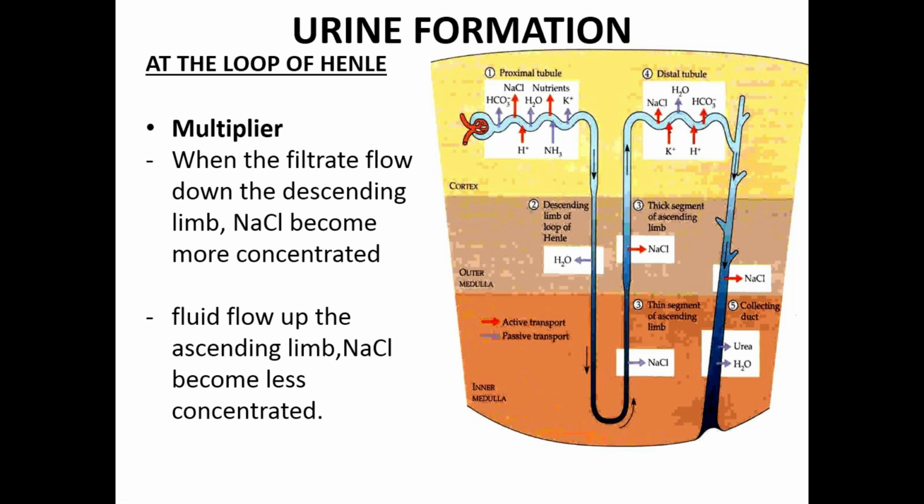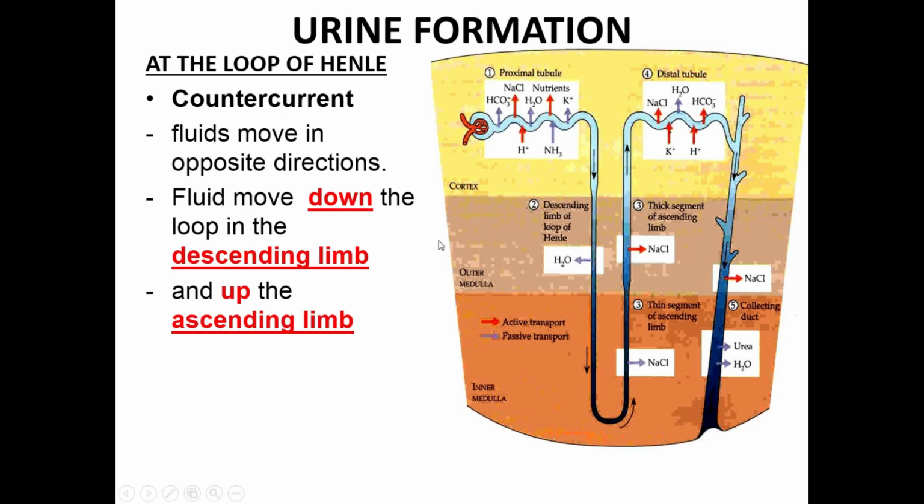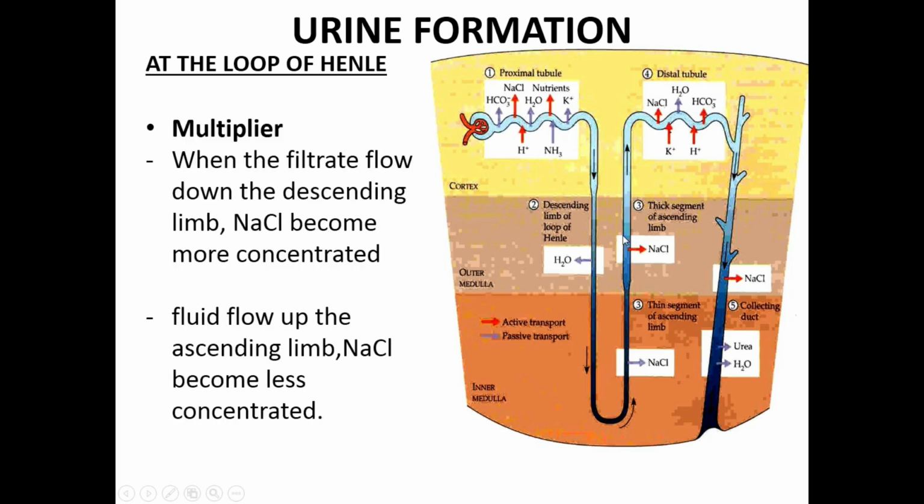I repeat again, countercurrent multiplier. Countercurrent means that fluid moves down in the descending limb, fluid moves up in the ascending limb. Multiplier: flowing down the descending limb, sodium chloride becomes concentrated, and fluid flowing up, sodium chloride becomes less concentrated. Why? Because the descending limb of the loop of Henle is permeable to water. So what happens is it is permeable to water.